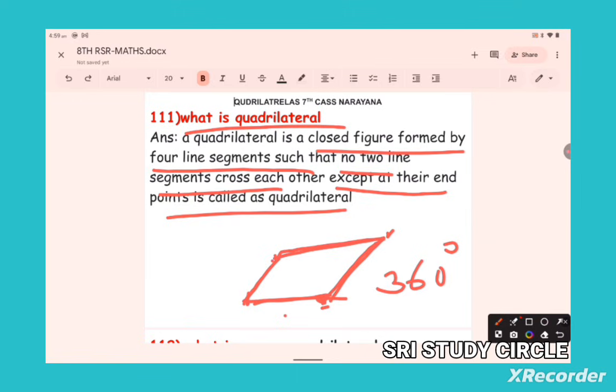A quadrilateral has 4 vertices, 4 angles, 4 sides. Sum of all 4 interior angles of a quadrilateral is equal to 360 degrees. Now, next question.